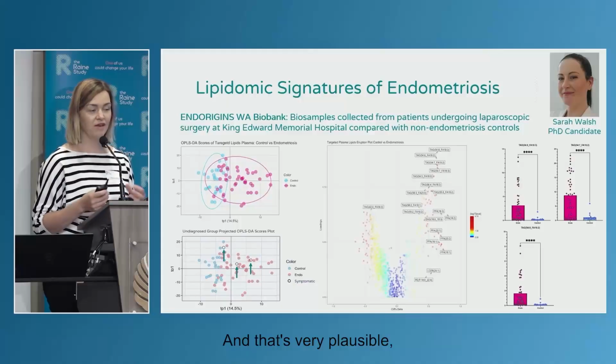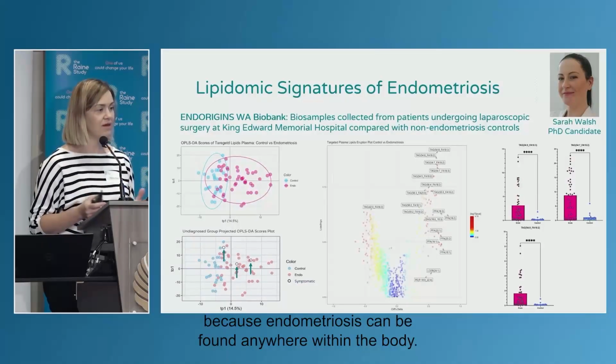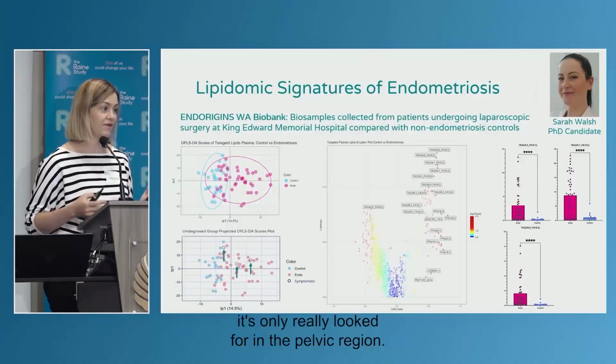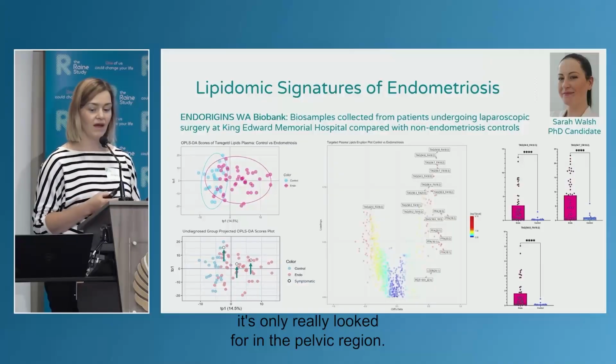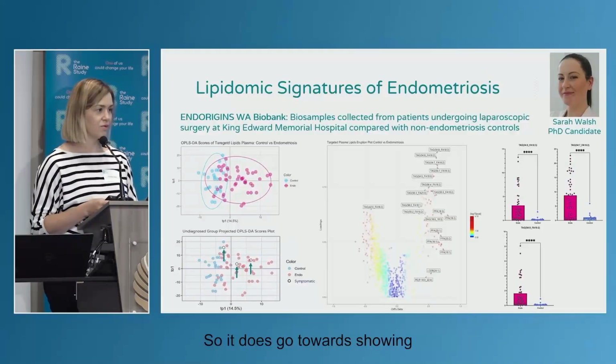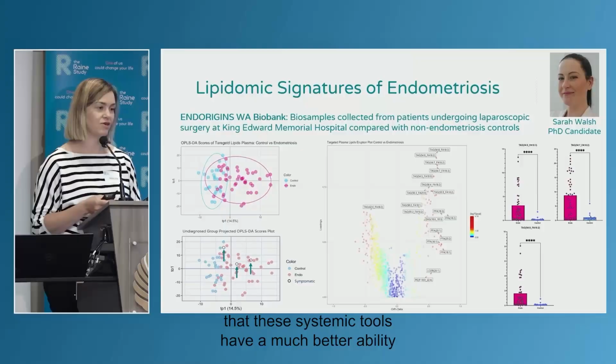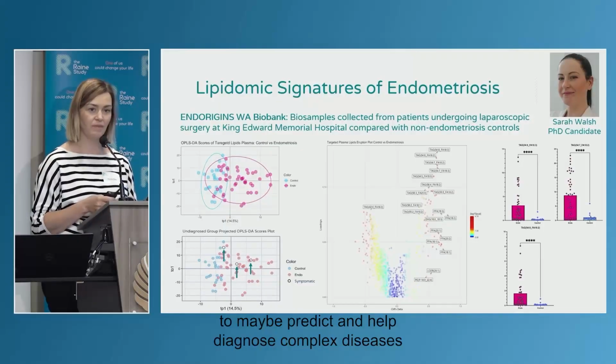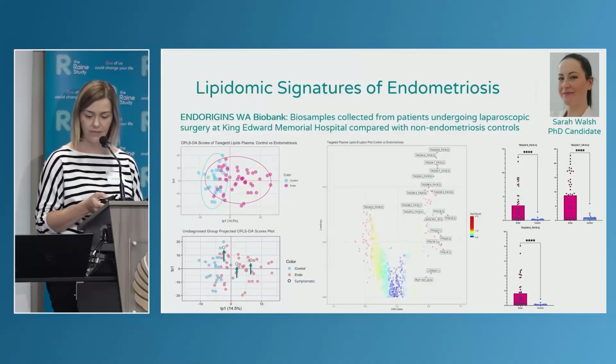And that's very plausible because endometriosis can be found anywhere within the body. During that diagnostic surgery, it's only really looked for in the pelvic region. So it does go towards showing that these systemic tools have a much better ability to maybe predict and help diagnose complex diseases such as endometriosis.